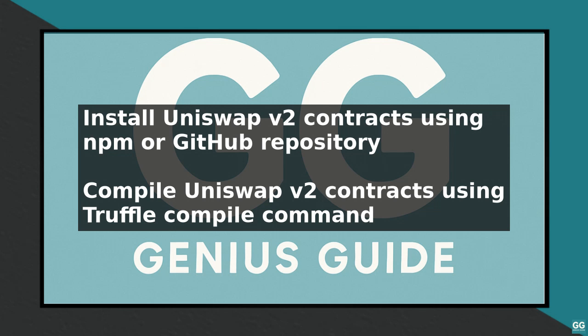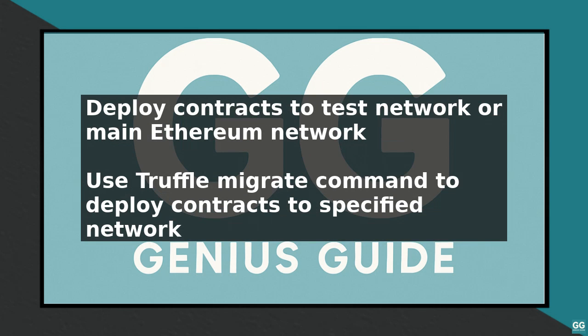the main Ethereum network. You will need to have an Ethereum wallet with some Ether to pay for the deployment gas fees. To deploy the contracts, you can use the truffle migrate command, which will deploy the contracts to the specified network. You will need to specify the network and the wallet that you want to use for deployment.